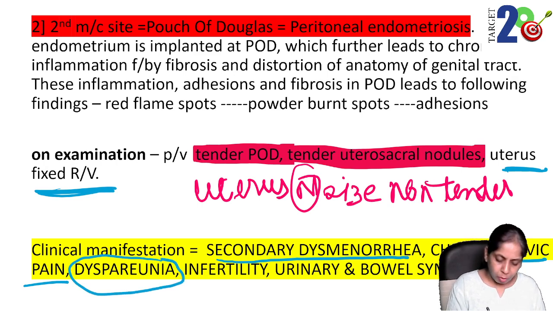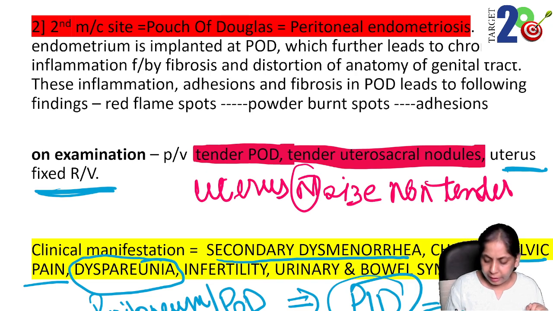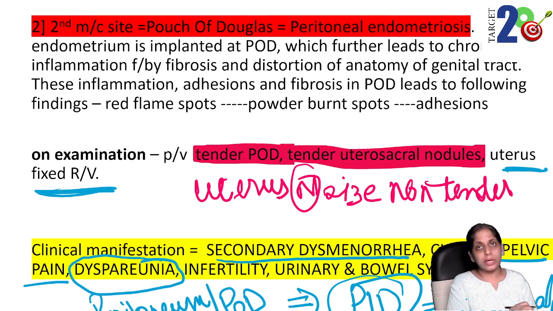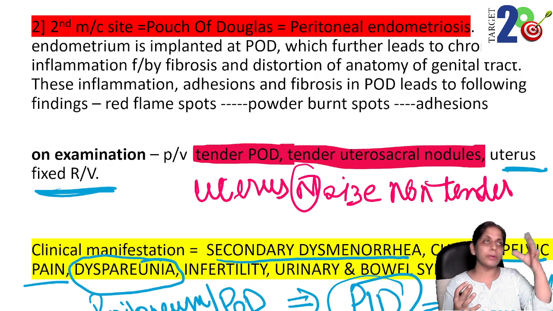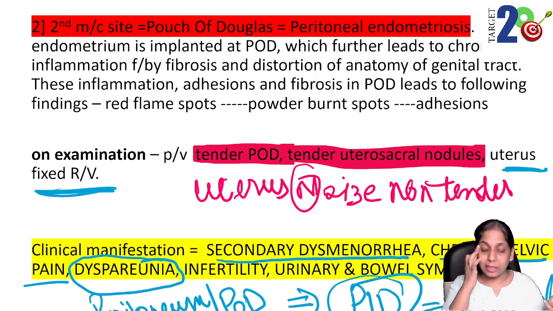Dyspareunia is found whenever the peritoneum or pouch of Douglas is involved. The other disease in which there is dyspareunia is PID. There again there are peritoneal adhesions, because the anatomy has been totally distorted, and when the ovulation will occur, the fallopian tube is somewhere else. The whole anatomy has been distorted. It will not catch up.